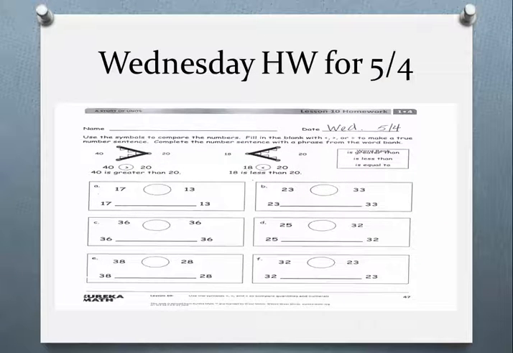Then for Wednesday's homework, you are going to use these symbols to compare the numbers on either side. Again, you are going to use the alligator mouth that is open to the side of the greater number. As you can see here, the greater number is on the side of the alligator mouth that is open, and the smaller number is on the side that the alligator mouth is closed. And then you will also have to pick the phrase from this word bank below to complete the number sentence to make it true. So 17.